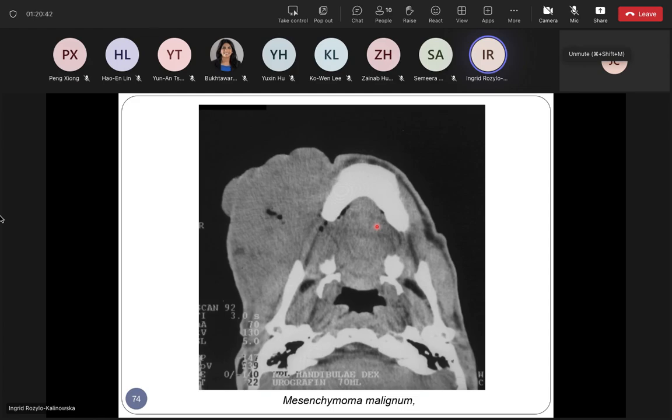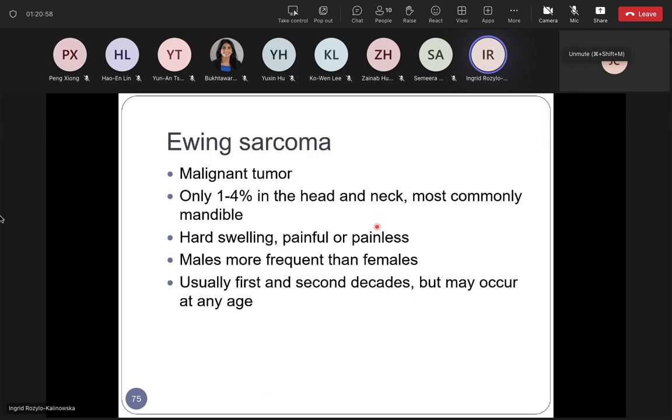I mean, when something started to grow in his face, he just decided to move out from the house and wait until it grows. So it was a very malignant tumor, but it did not metastasize. And Ewing sarcoma, it's very tricky. It's not very common, but it's very tricky because both clinically and radiologically it may mimic osteomyelitis.